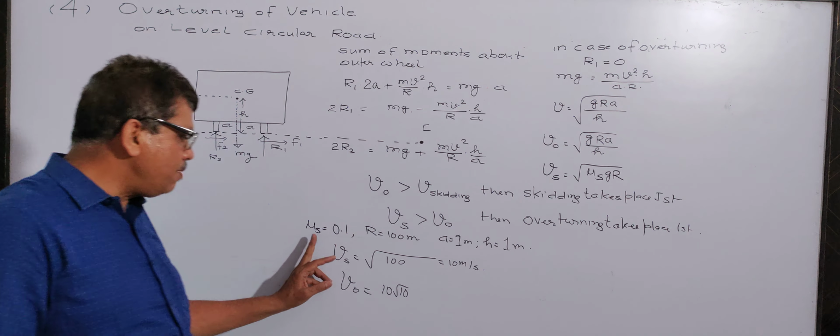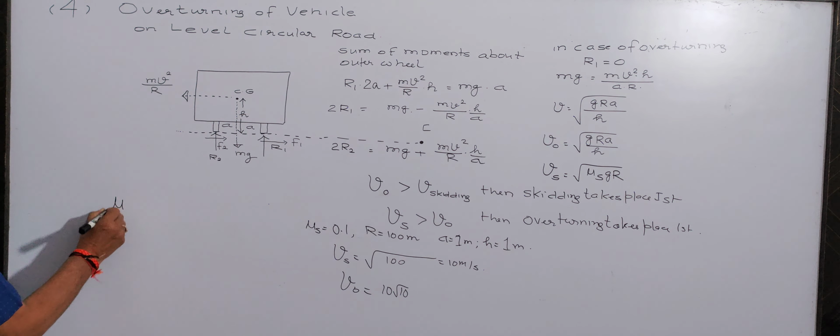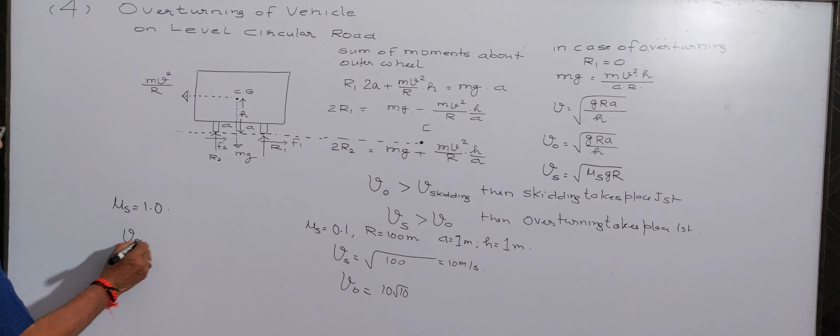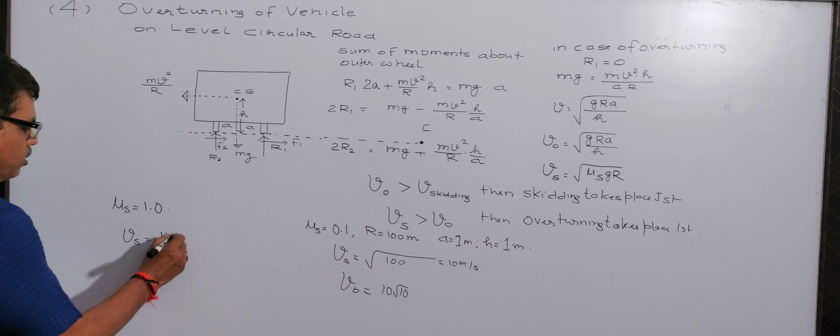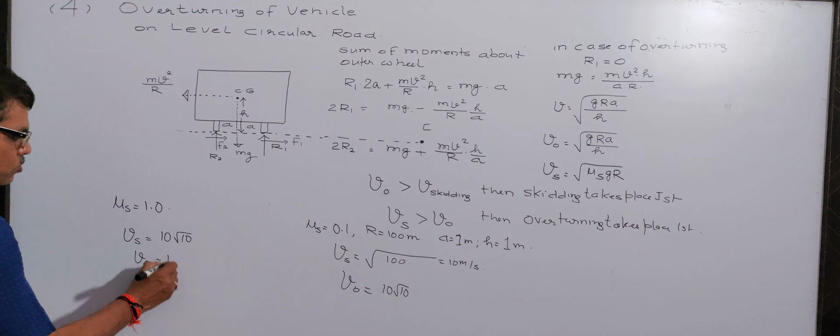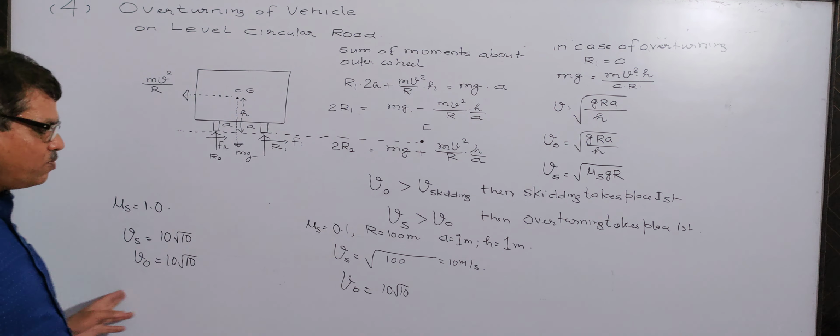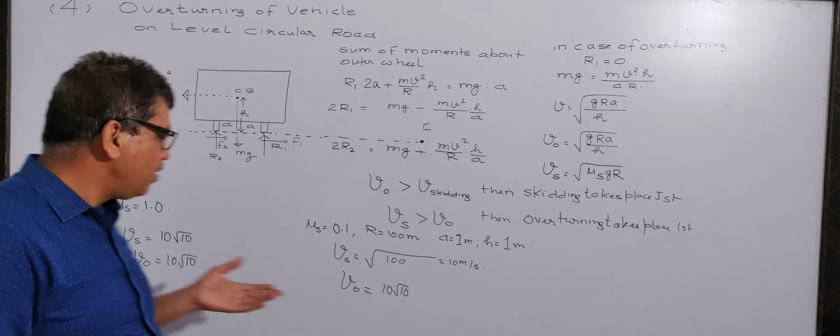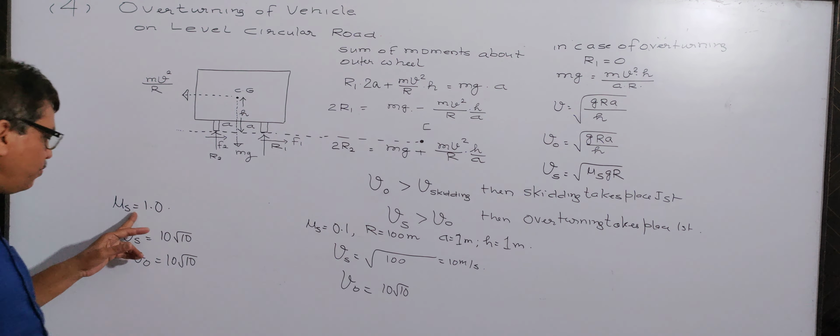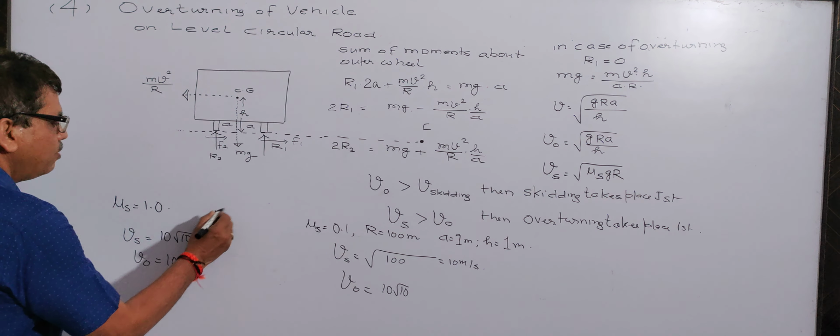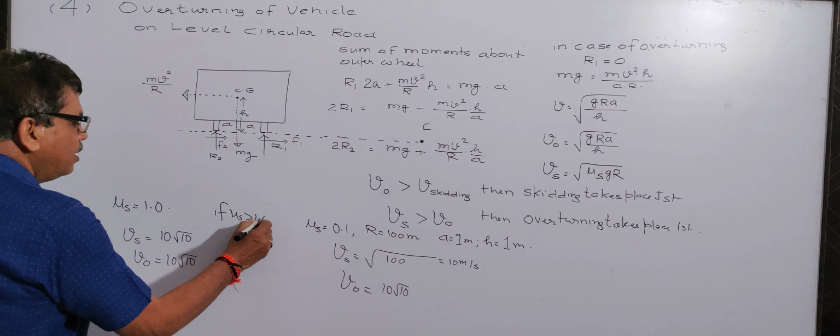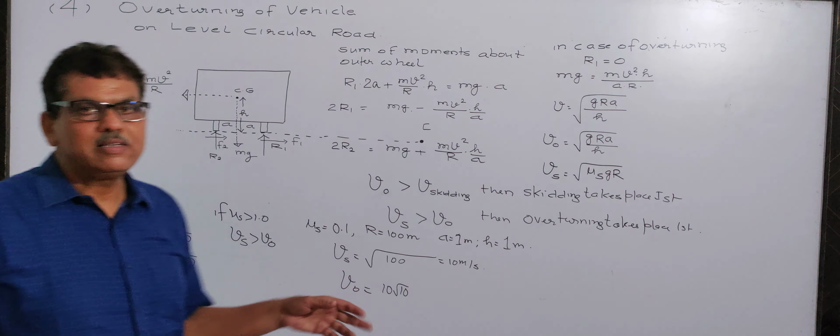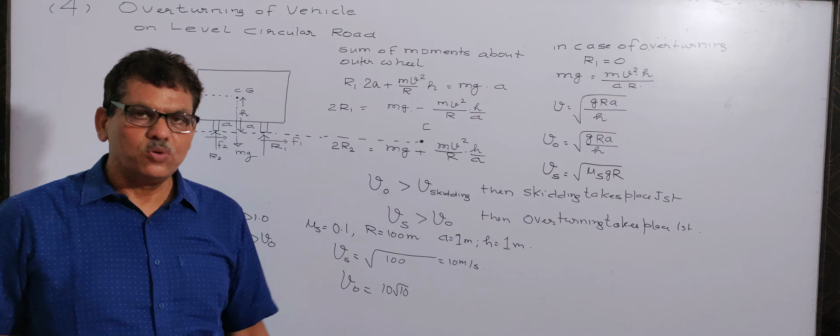Now, let us take another example, mu s is 1.0. In that case, the skidding speed will be 10 root 10, and the overturning speed will also be 10 root 10. So in this situation, both will take place simultaneously. Skidding and overturning will take place simultaneously if the higher coefficient of friction is there. And if mu s is more than 1, you will observe the skidding speed will be more than the overturning speed. So first overturning will take place, and there is no question of skidding.